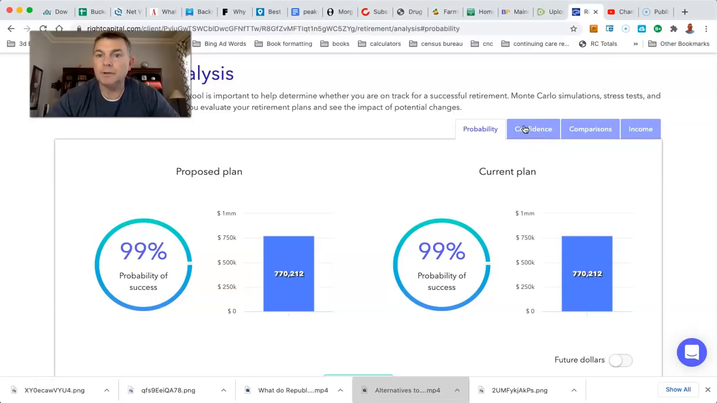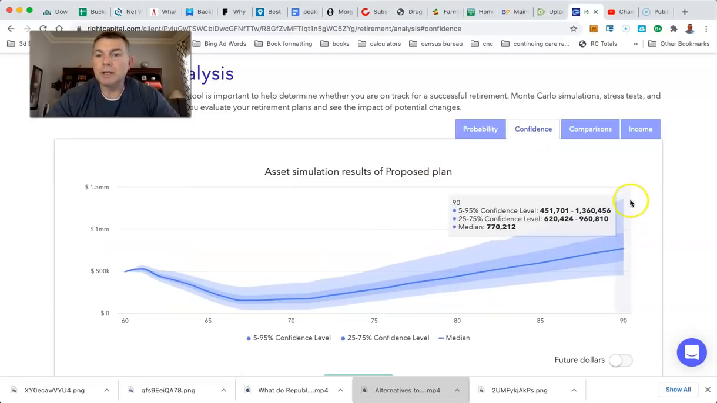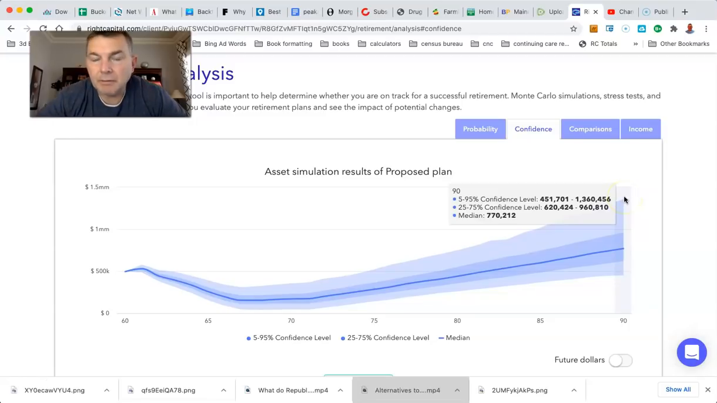If we go to confidence, you'll see what I'm talking about. Right here, the median is $770,000. That means 50% of the time there are more, and 50% of the time there are fewer assets than 770. Between 5 and 95%, there's between 451,000 and 1.36 million. So there's a wide range there. The median is just a number. It says 50% of the time you had more than this, 50% of the time you had less.